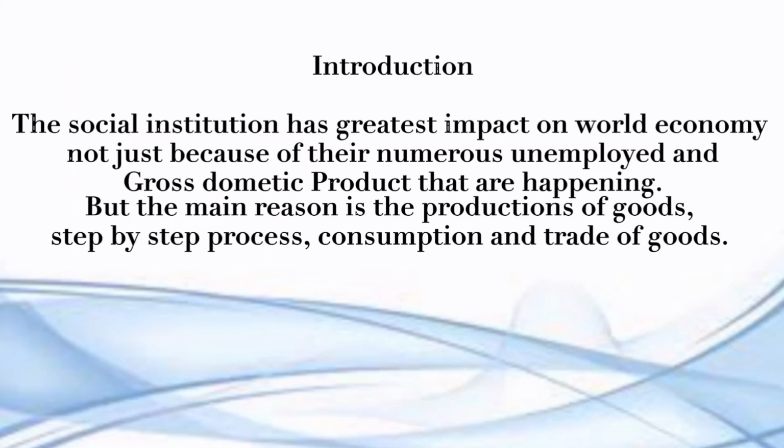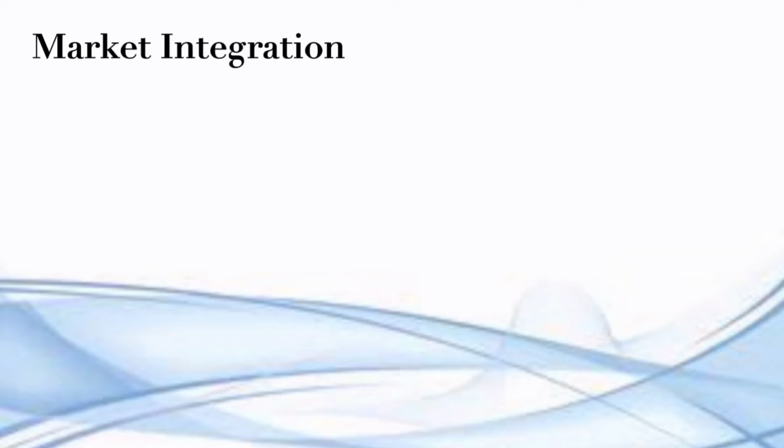The social institution has the greatest impact on the world's economy, not just because of the unemployment and gross domestic product that are happening, but the main reason is the production of goods, the step-by-step process, consumption, and trade of goods.